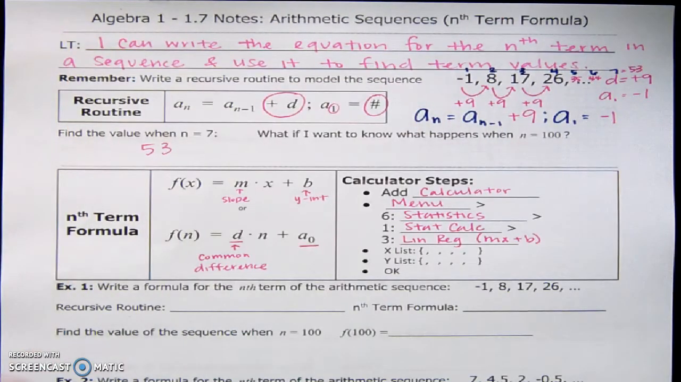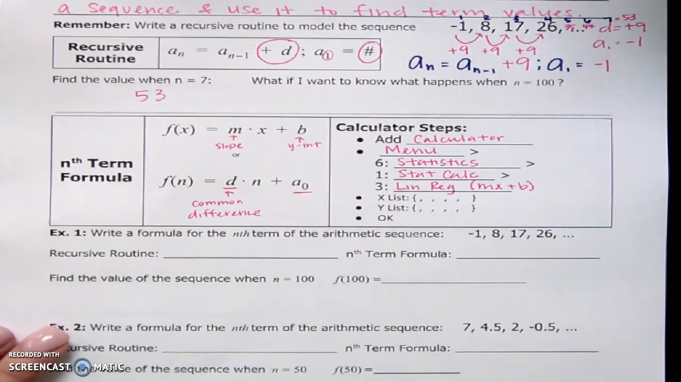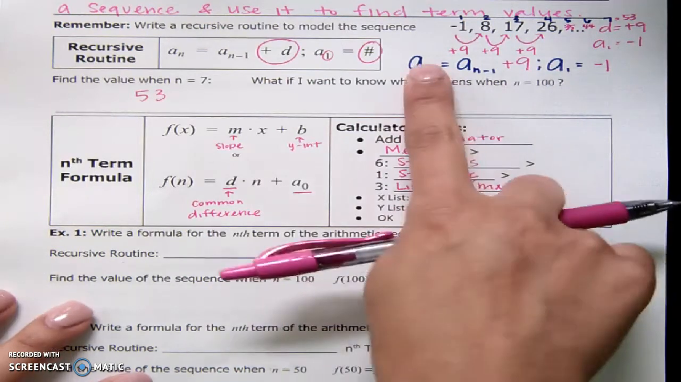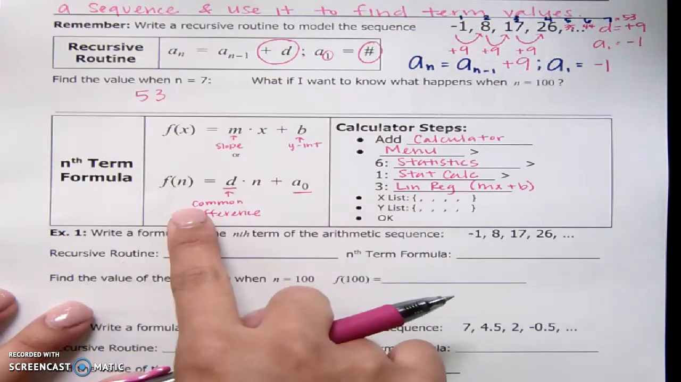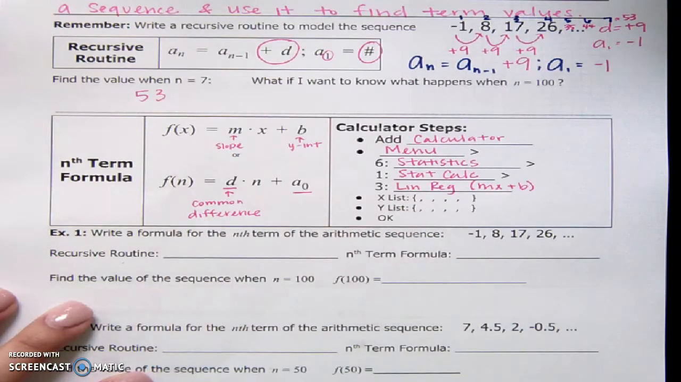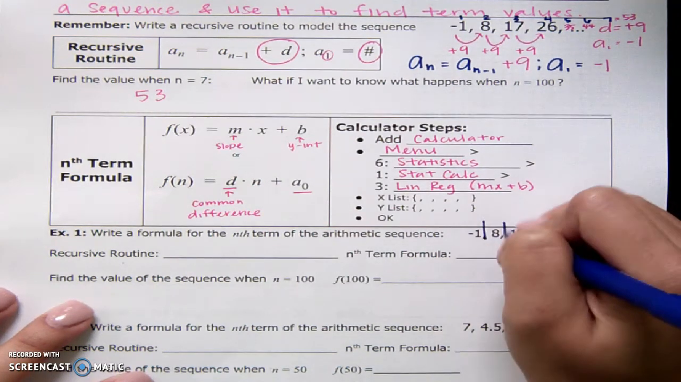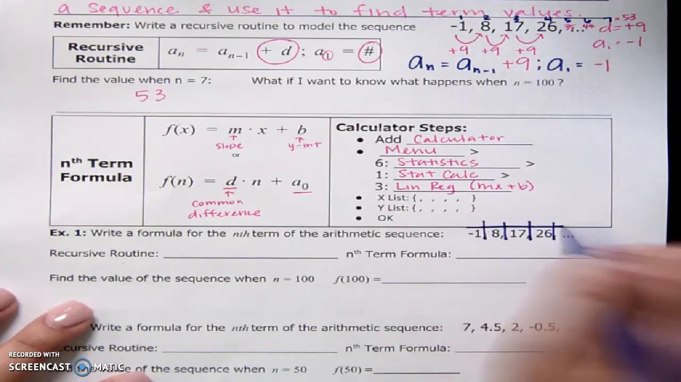So, example 1 says write a formula for the nth term of the arithmetic sequence. So this is my sequence or my pattern, right? We already did that using the recursive up here. But now we're going to write it in terms of the nth term. So I am going to take these numbers in my sequence and I'm going to create a table. Right? Everywhere you see a comma, that's where the line goes.